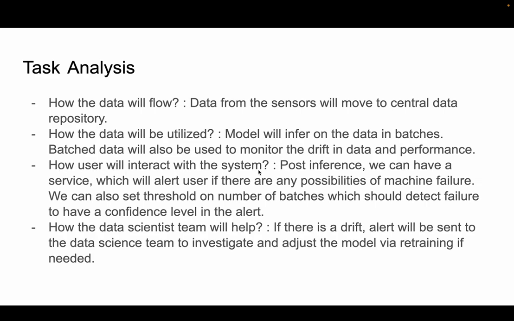How will the user interact with the system? Post inference, we can have a service which will alert the user if there are any possibilities of machine failure. We can also put some threshold on the number of batches in which we detect failure, to have a confidence level in the alert. This could be additional information sent to the supervisor or the data science team: what is the confidence level in the drift, or in the alert that this machine is about to fail, to make it more robust.